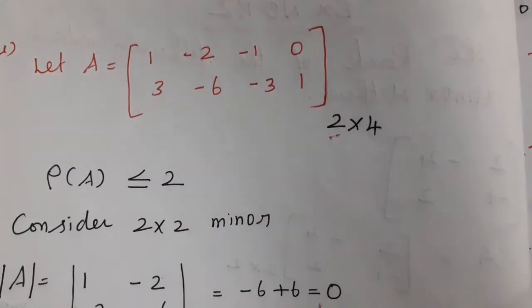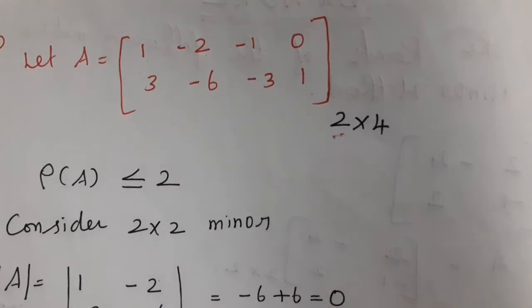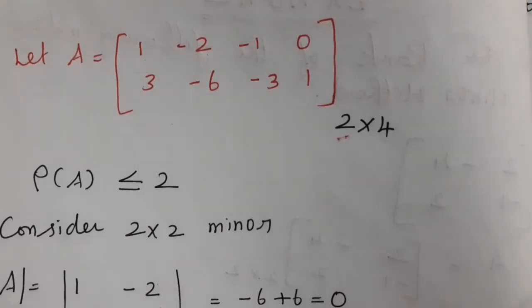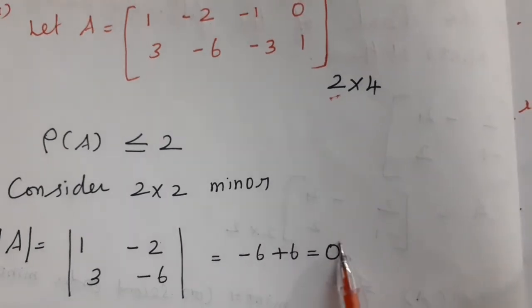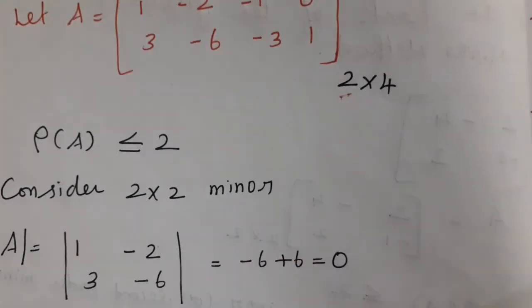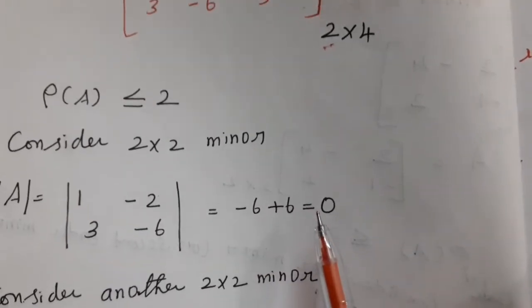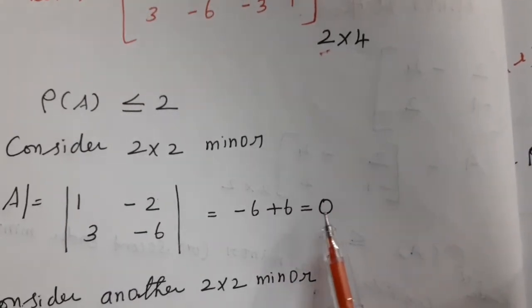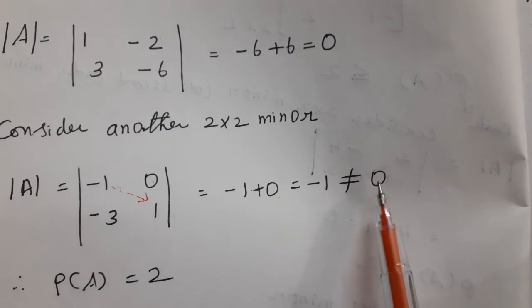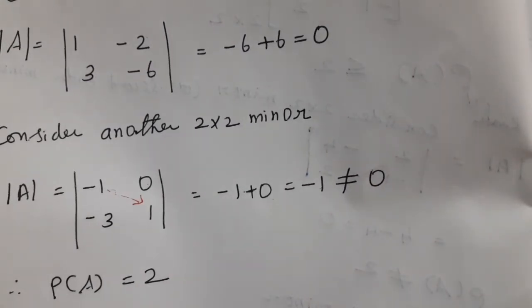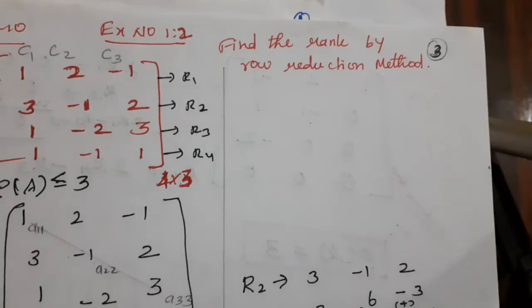Therefore we take the first 2 by 2 minor, which is 0. So we go to another 2 by 2 minor. Take all the 2 by 2 minors. If any one of the values is not equal to 0, that means the rank is 2. If you get 0 for all the 2 by 2 minors, go to the 1 by 1 minor. Here one of the 2 by 2 minors has the value 0. We consider another 2 by 2 minor, and the value is not equal to 0. Therefore the rank becomes 2. This is the minor method to find the rank.